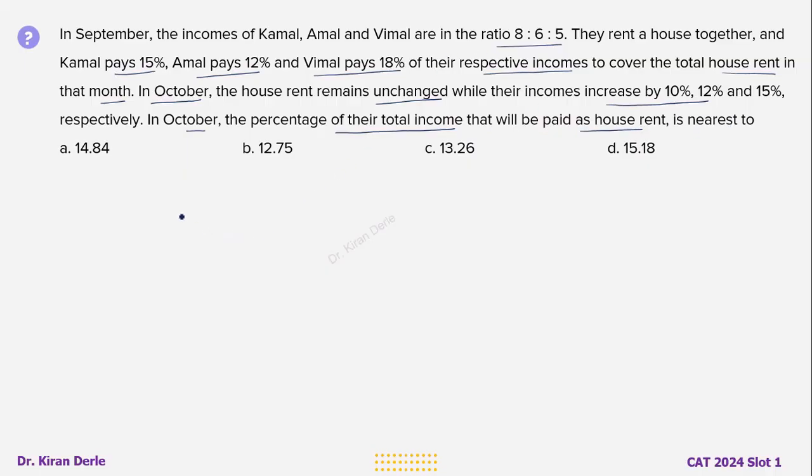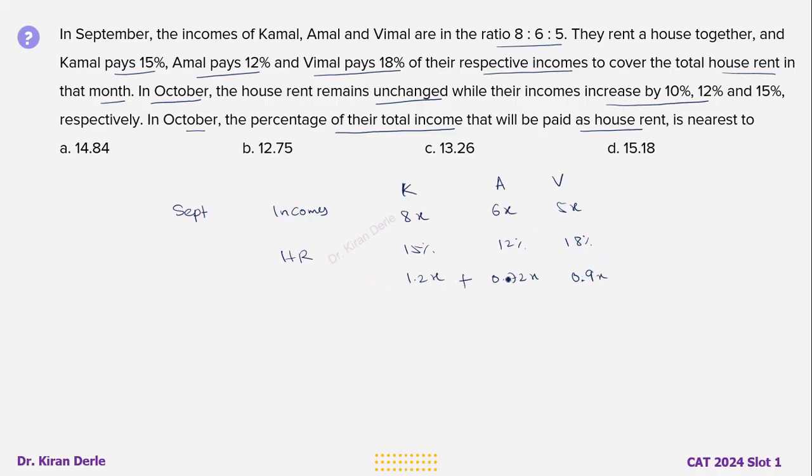Okay, so let's do this. In September, what is happening? Incomes of K, A and V are, let's say, 8x, 6x and 5x. They're paying house rent of 15%, 12% and 18%. Fine. So what is the value? 15 into 8 is 1.2x, 12 into 6 is 72, so 0.72x Amal paid as rent, and 18 into 5 is 90, so 0.9x paid by V.